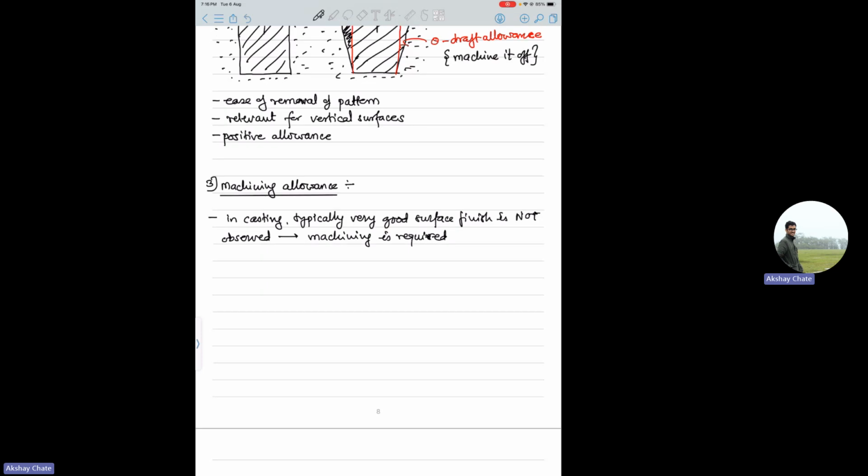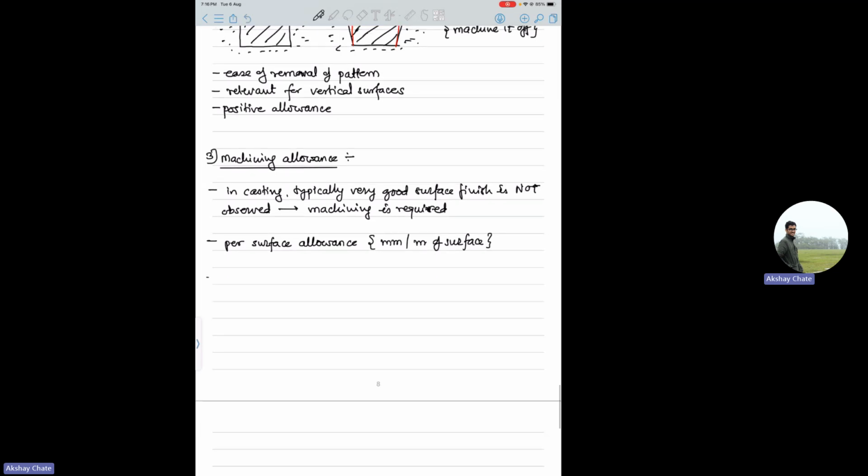So this is also for surface allowance. So it is not like only horizontal or vertical. All surfaces you have to give machining allowance. Typically given in mm per meter of your surface. Okay, that is the typical units.